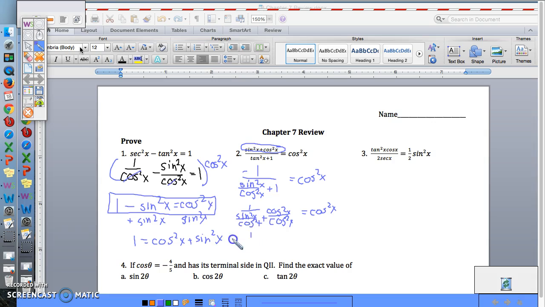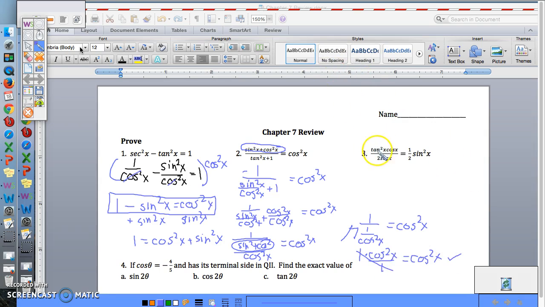So now we have 1 divided by sine squared plus cosine squared over the cosine squared of x equals the cosine squared of x. Well, we know this part is 1, so it's 1 over the cosine squared of x equals the cosine squared of x. And to divide this, we keep our numerator and then we multiply by the reciprocal. So the cosine squared of x over 1 is the cosine squared of x. So we've proved it there.